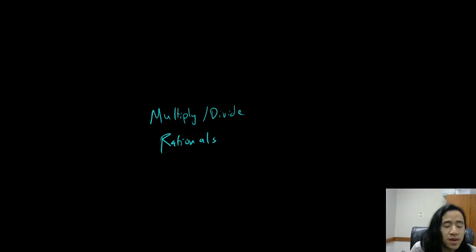We are going to multiply and divide rationals in this video. So multiplying and dividing rationals is literally the same thing as multiplying and dividing any fraction. You just multiply the top and you multiply the bottom. So in this case we have 3 times 1, that's 3, and the bottom we have 4 times 2, which is 8.